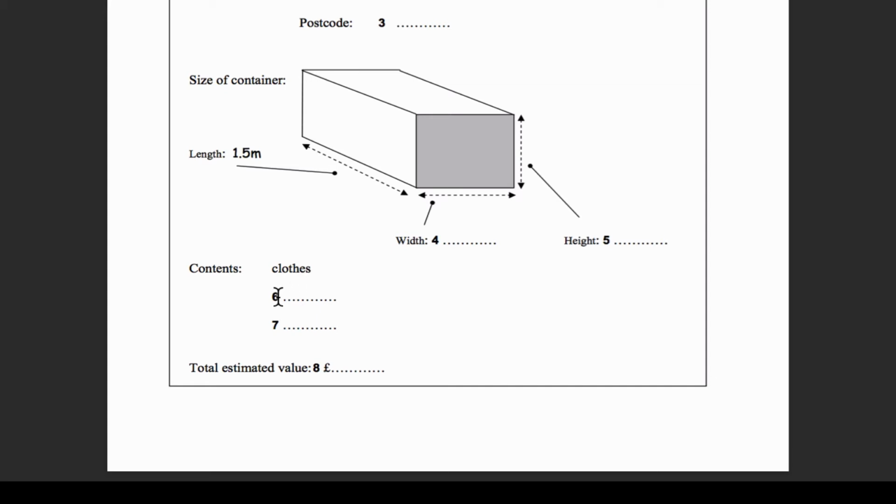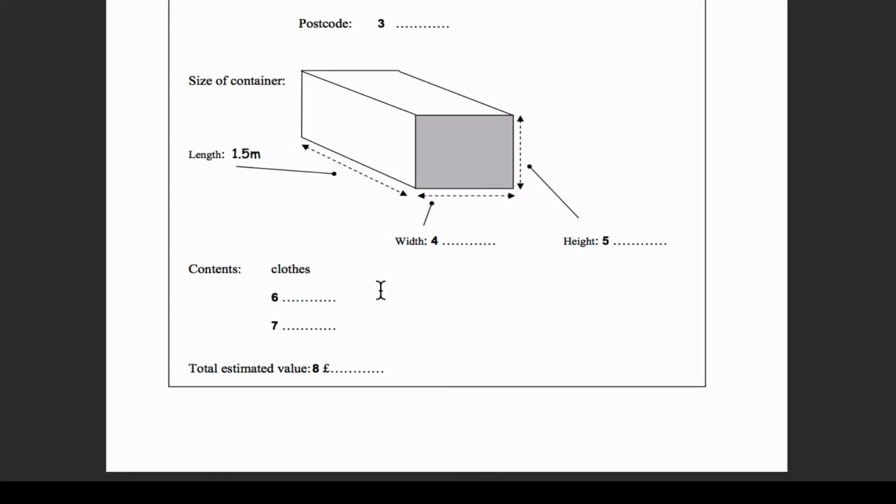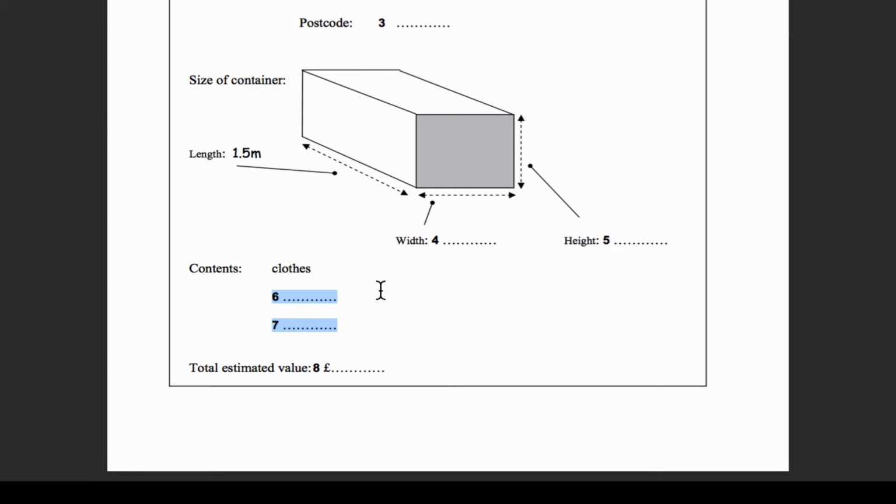So next we look at the contents of the box, or what's inside. So we have 2 items, number 6 and 7, and we have a little hint at the start, which is clothes. So we're listening out for 2 more items, 6 and 7. There's no secret trick for this, just listen carefully. Last but not least, we have number 8. So this is the total estimated value of the box.